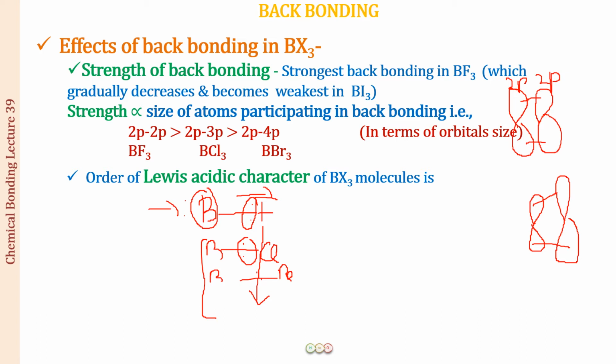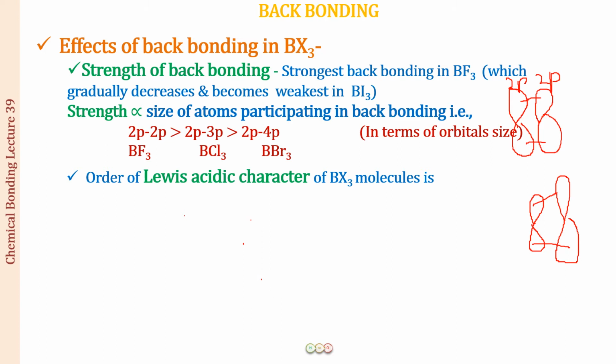But that does not happen. The order is the reverse. Why is it the reverse? It is the reverse because of back bonding, right? So what we have as the order is BF3 is going to be the lowest acidic, then BCl3, then BBr3, then BI3. Why so?